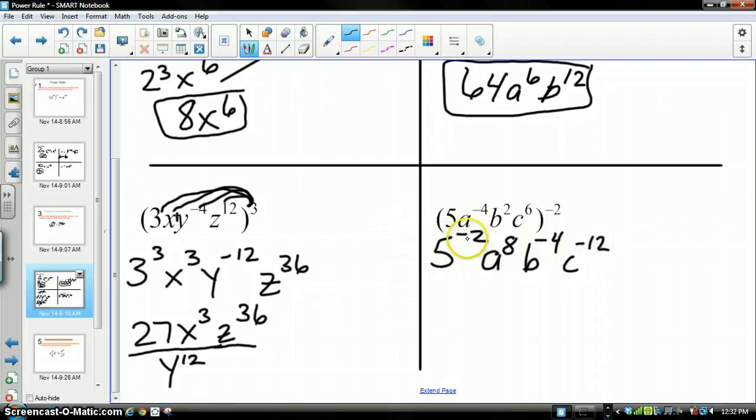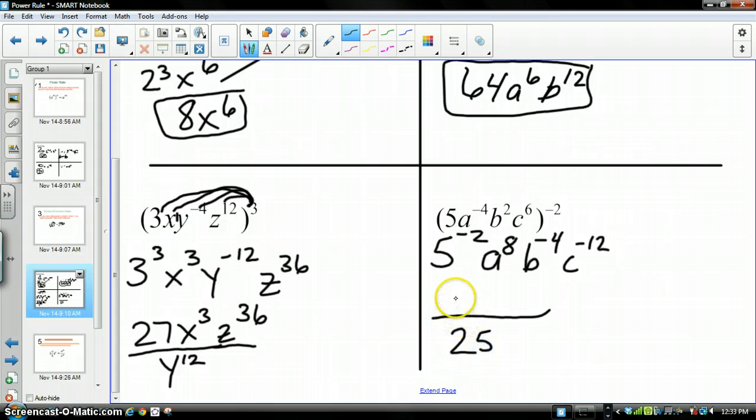Now, I see negative exponents, which means we are not done here. We need to get rid of these negative exponents. To do this, remember, we just flip them, or if they're in the numerator, we send them to the denominator. So here, these are all in the numerator. So we just need to send them to the denominator. So 5 to the negative 2 just becomes 1 over 25.